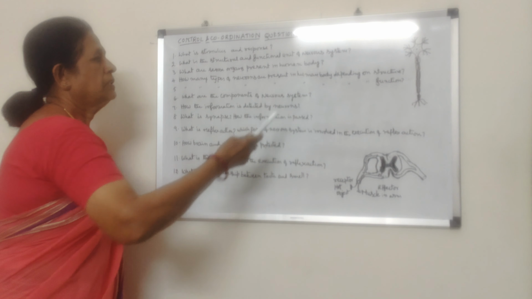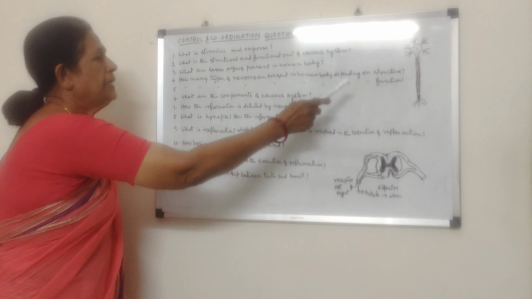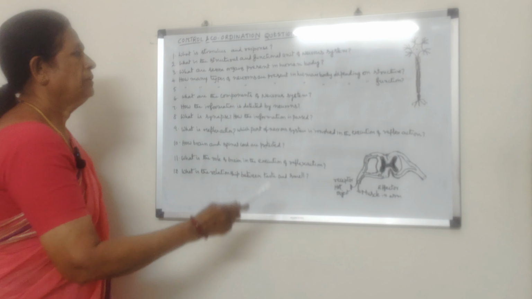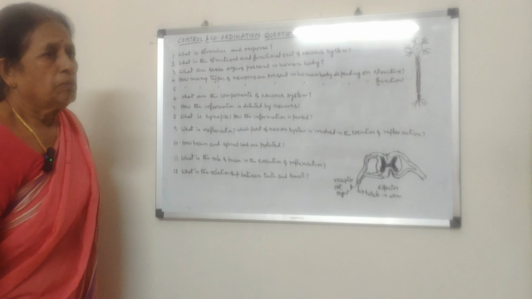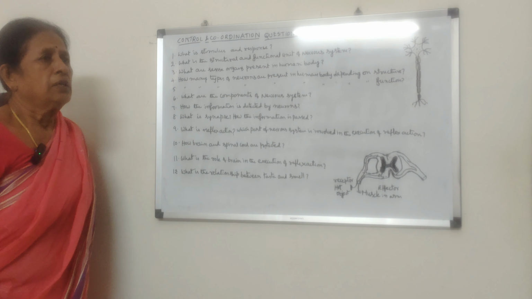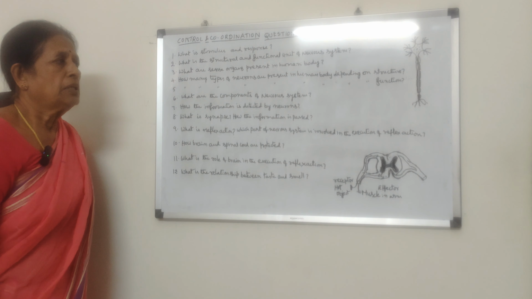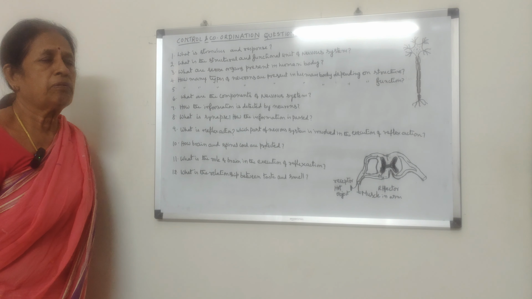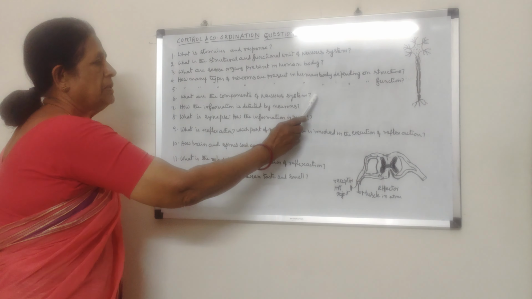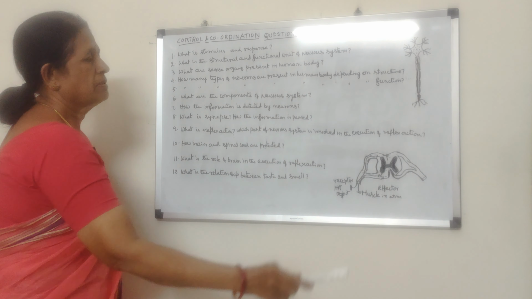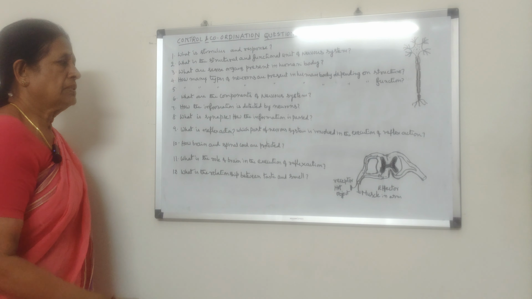Depending upon structure, myelinated neurons and unmyelinated neurons. And functional difference is sensory neurons and motor neurons. If they contain both the nerve fibers, it is called mixed neuron. What are the components of nervous system? Central nervous system, peripheral nervous system, and autonomous nervous system.